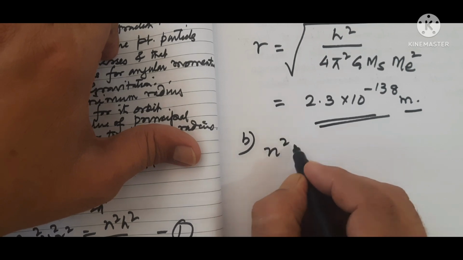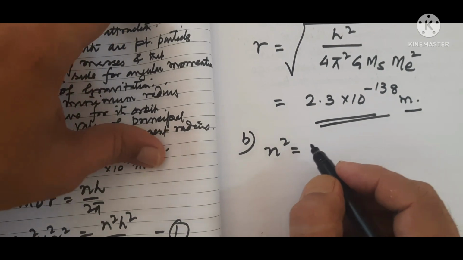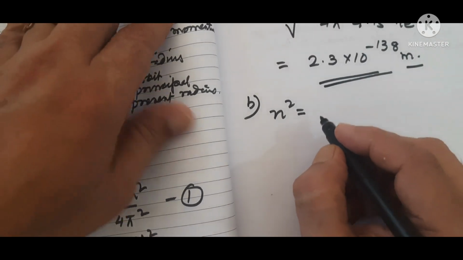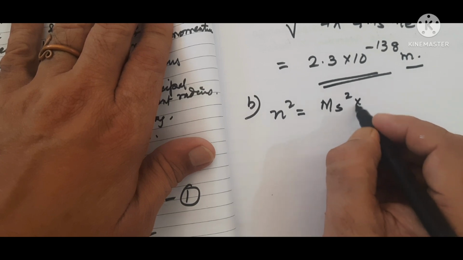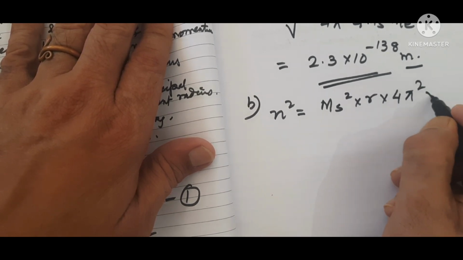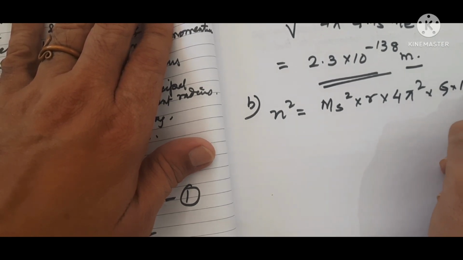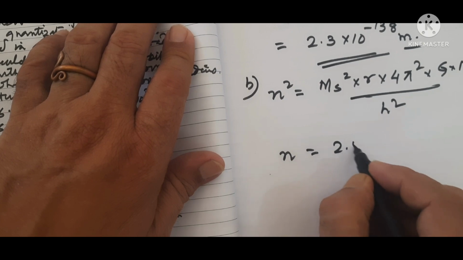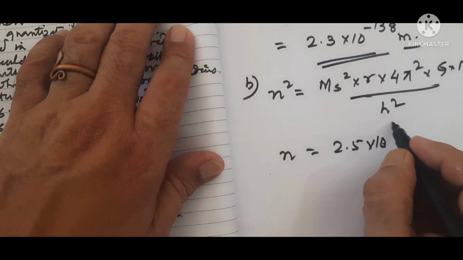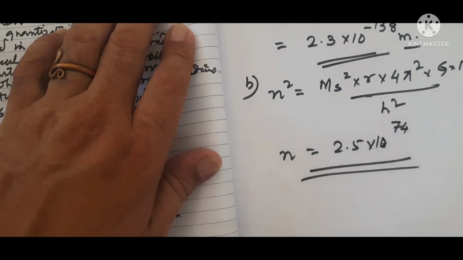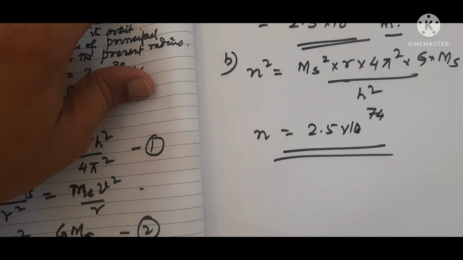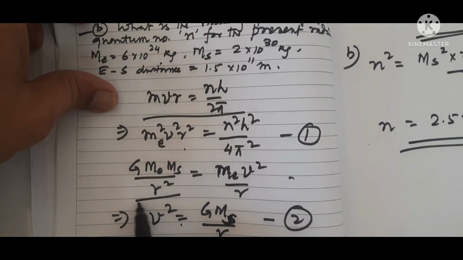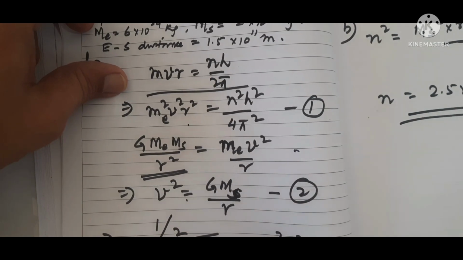Now if we want to find n square, what do we do here, from the same formula, from the formula that came earlier, we will find the value of n square. So it becomes me square into r into 4 pi square into capital G into mass of the sun by h square. By putting the value, then n is equal to 2.5 into 10 to the power 74. That is the value of n that will come, right? A little bit longer calculation is there, but otherwise there's Bohr's postulate, and this particular force of gravitation is providing the necessary centripetal force. Just divide it and get the result.